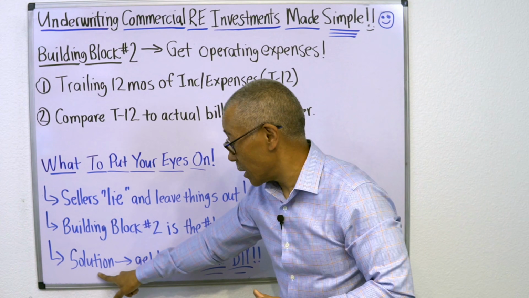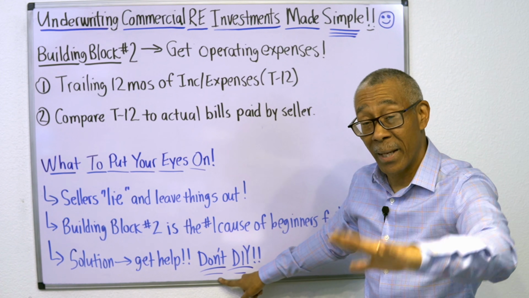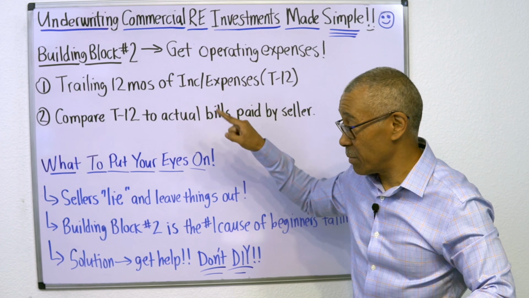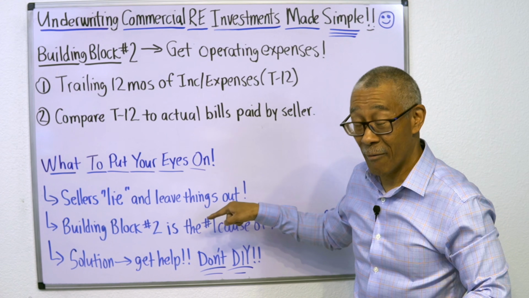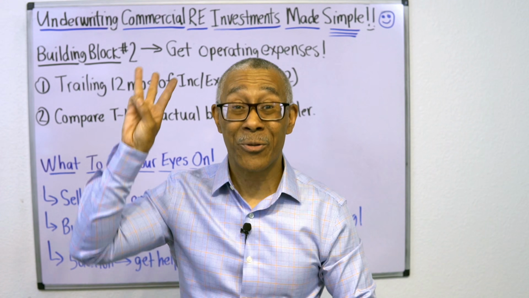And so the solution is to get help with this, okay? Get our help or get someone who's been there and done that for many, many years so they can confirm your expenses, because this is the number one failure of beginners. All right? Okay, that's building block number 2. Let's go on to building block number 3.